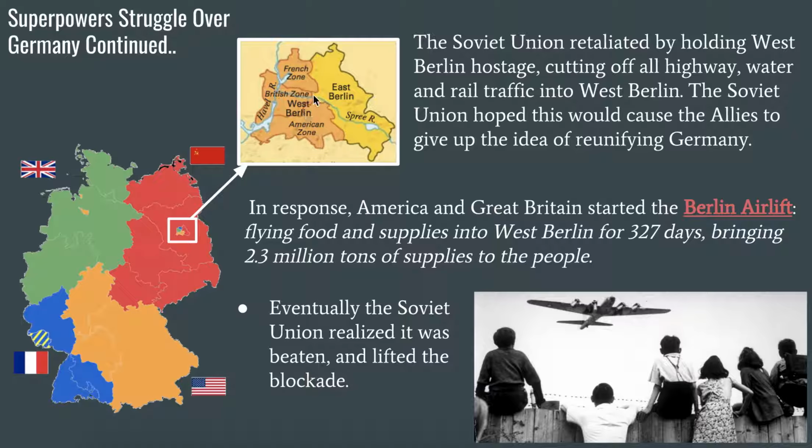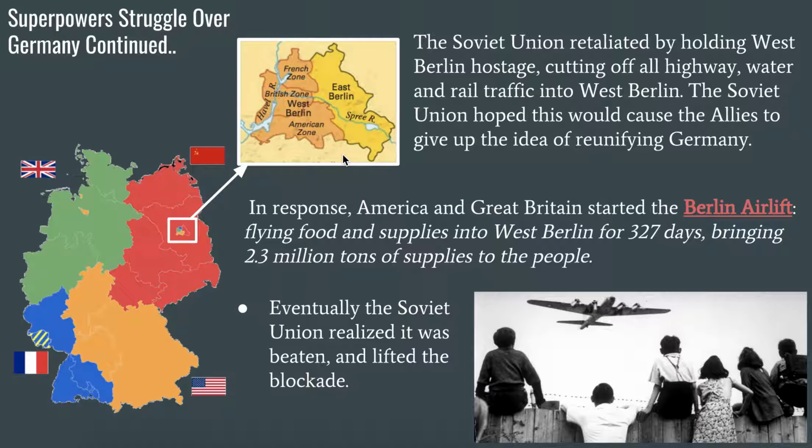So this is like a blown up version of Berlin here, which, as you see, is surrounded by the Soviet Union zone of Germany. So the Soviet Union takes this opportunity to hold West Berlin hostage, so they cut off all highway, water, and rail traffic to West Berlin. So they basically create a blockade holding West Berlin hostage, which is kind of easy for them to do when they control the entire region around Berlin.